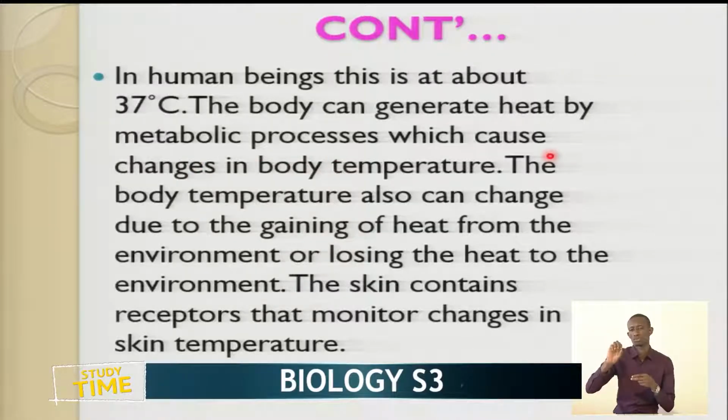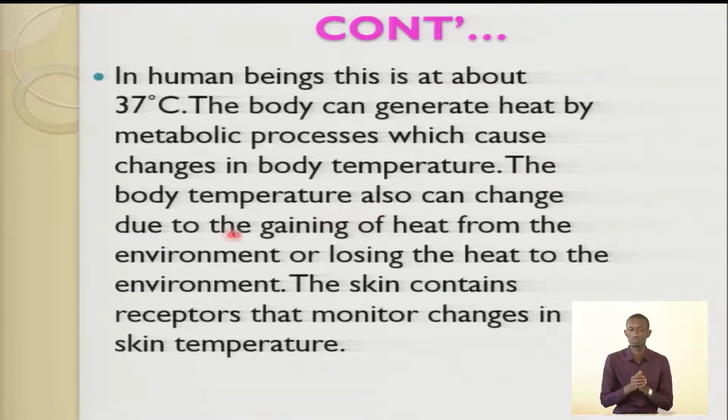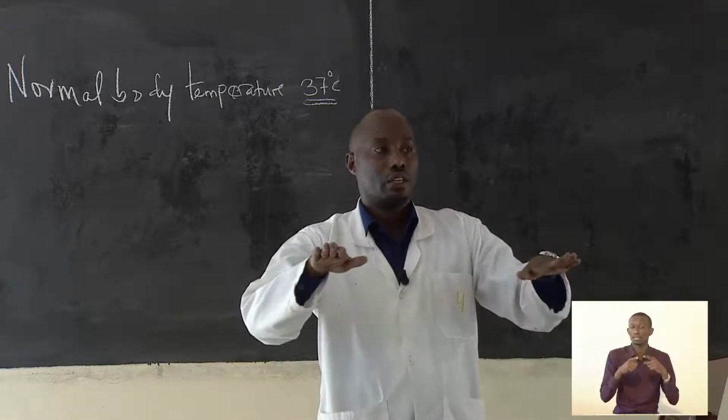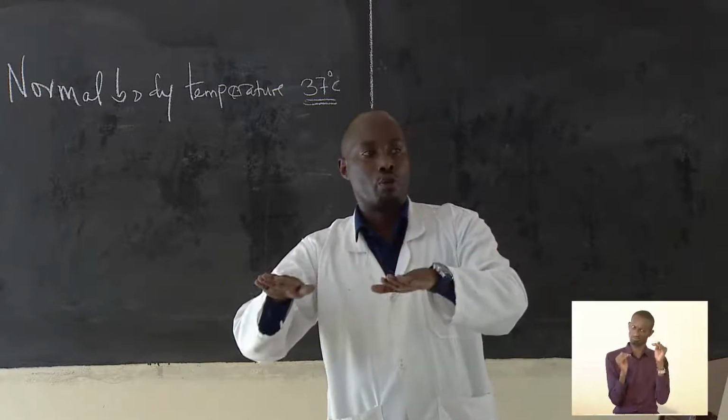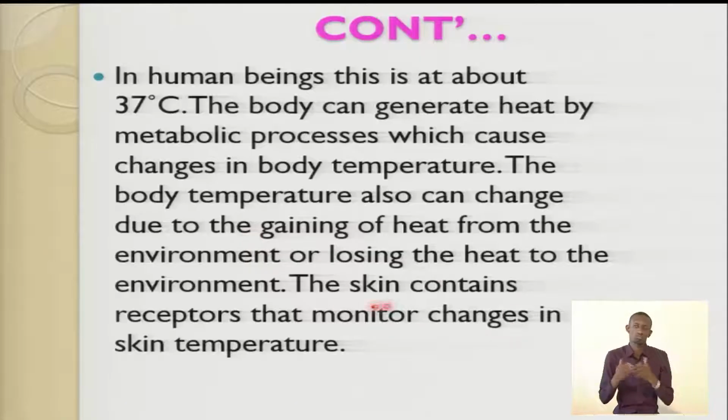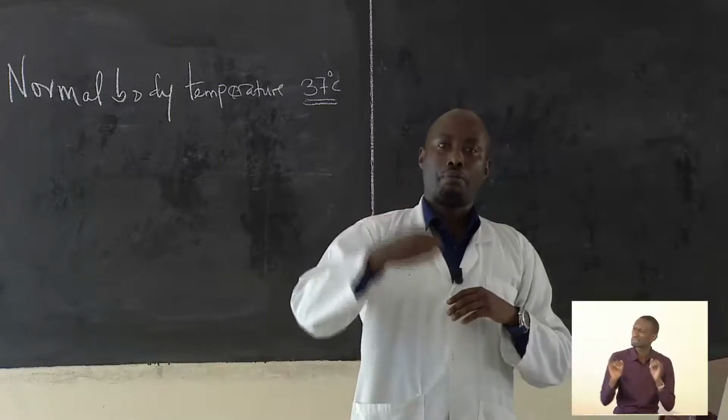The body temperature can also change due to the gain of heat from the environment. When you are in an environment where the temperature is very high, the body can gain heat. And once it gains heat, the body tries by all means to strike a balance, to bring it to a standstill, so that body metabolism or body activities cannot be affected. The skin contains receptors that monitor the change in skin temperature. These receptors are responsible for detecting any change in temperature in the skin.